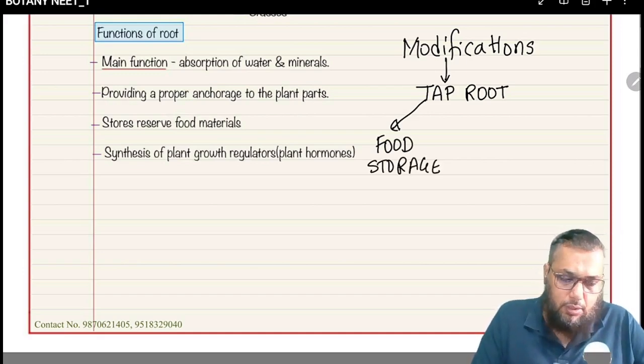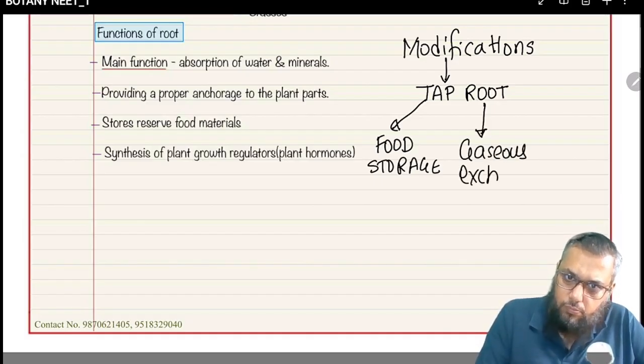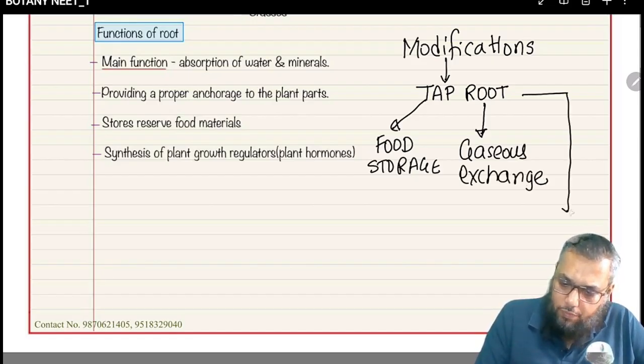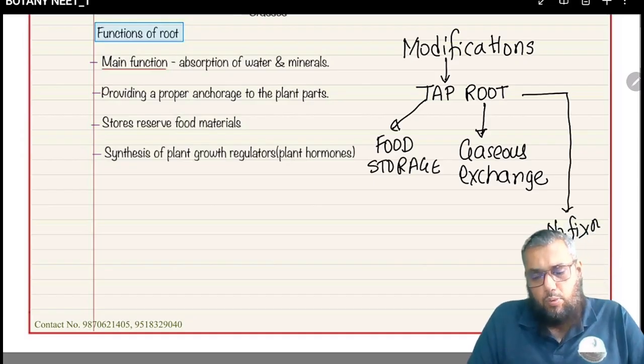Okay. Similarly, the taproot can also get modification for gaseous exchange. And it can get modified for nitrogen fixation. So why does the taproot get modified for food storage?